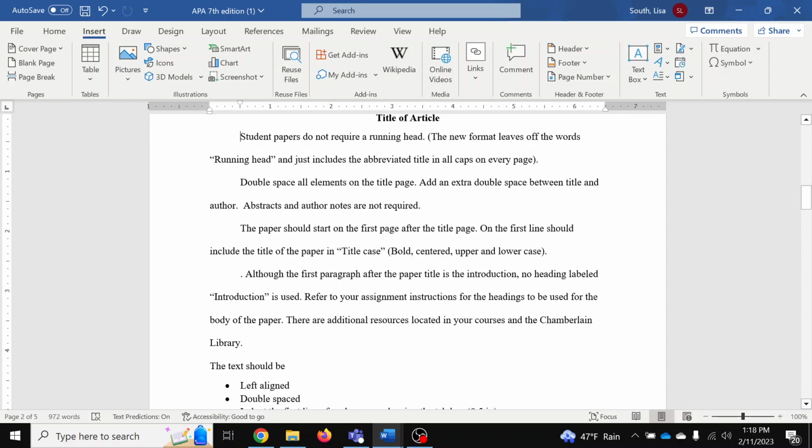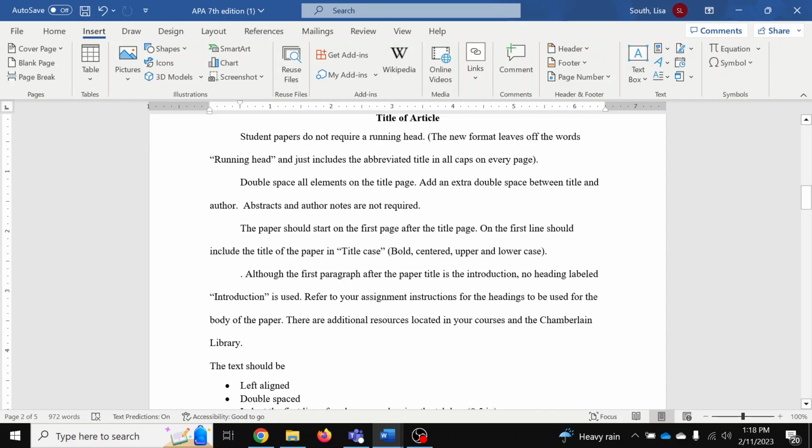you don't have to do a running head. This is how you do the running head. Don't do the running head. Double space, double space, double space. Only on that first page do you add an extra double space. The rest of this paper should be just double spaced.